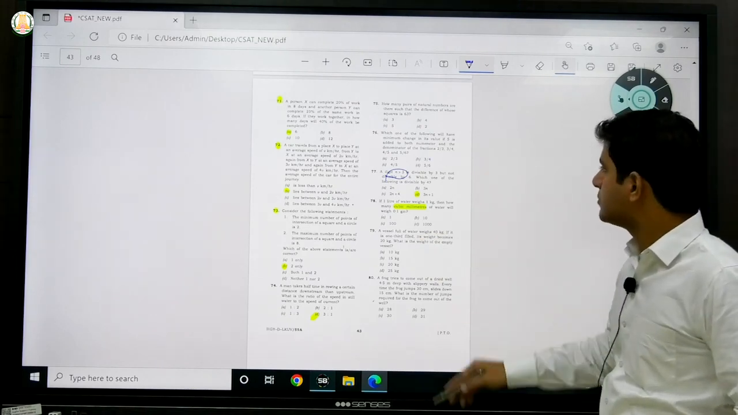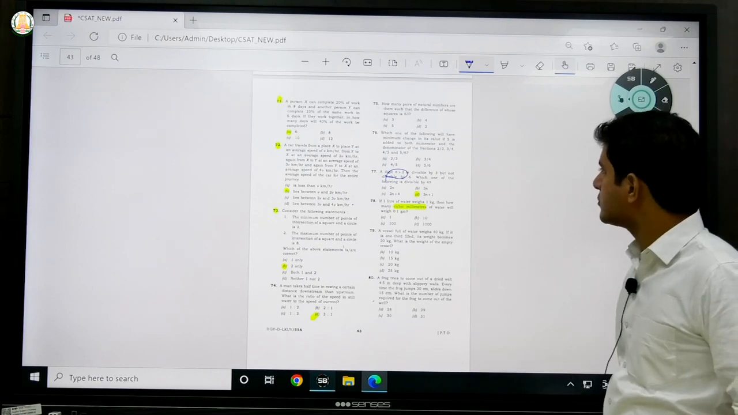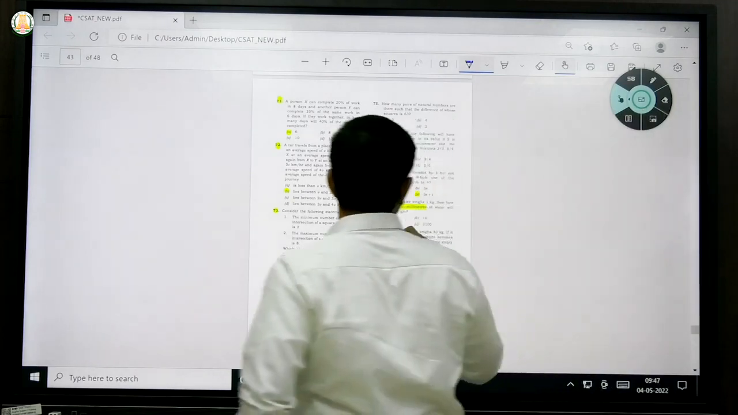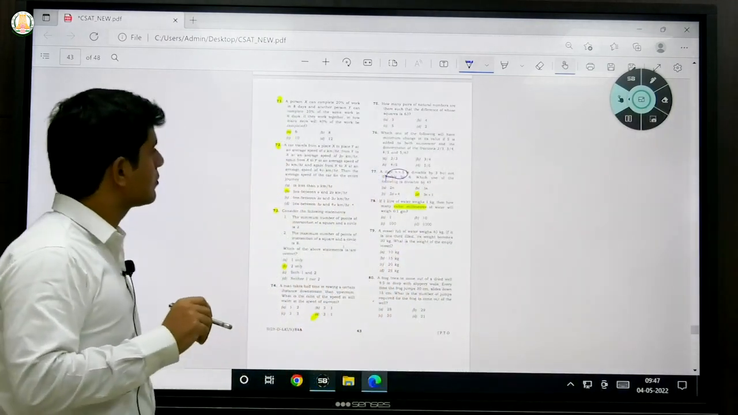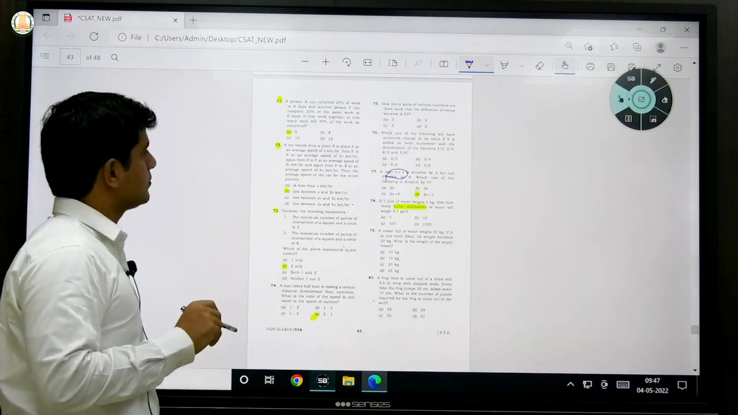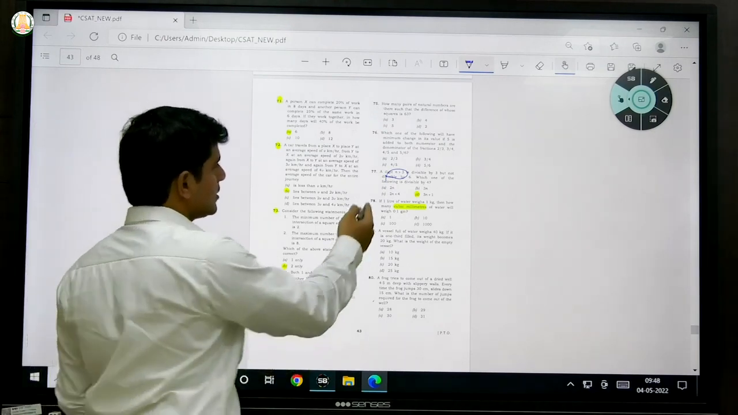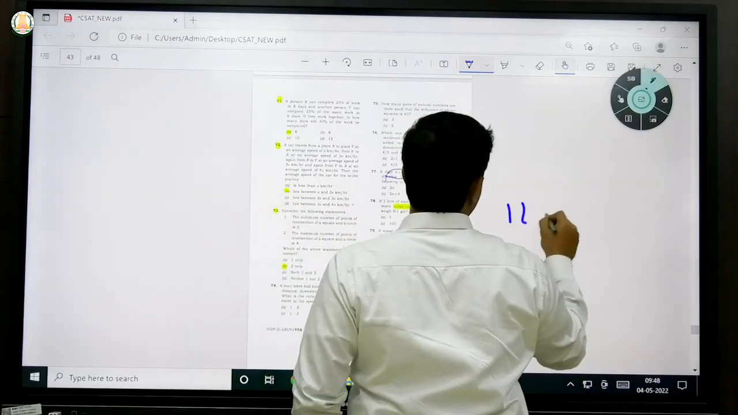Okay. What you say is 1000. No, I'm saying. Okay. No, but this is simple, no? Like one liter is 1 kg.